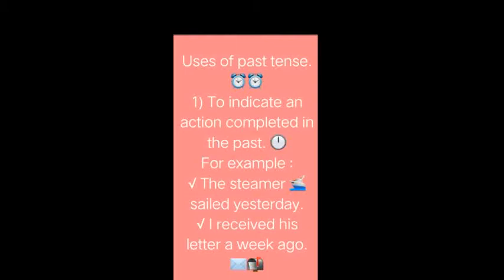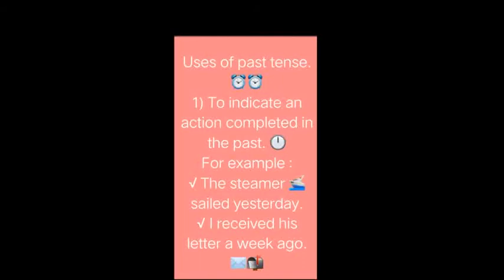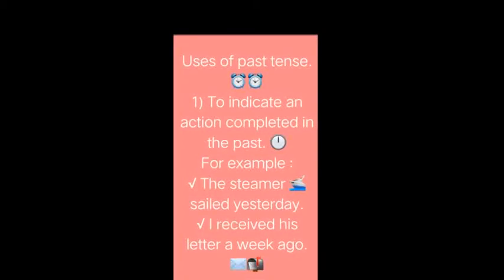The second one says, I received his letter a week ago. Again, the d is used along with the verb to express past tense. I received his letter. That means I received the letter some time in the past. When did I receive the letter? A week ago. So a week ago justifies that I received the letter in the past, and the d used along with the verb receive justifies that the verb is in past tense.